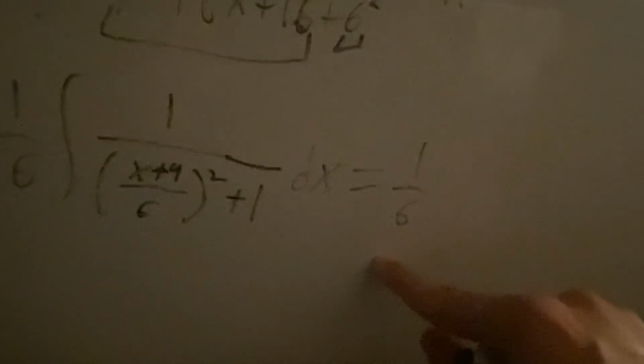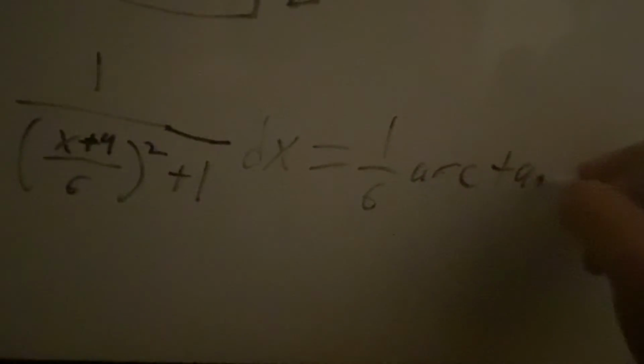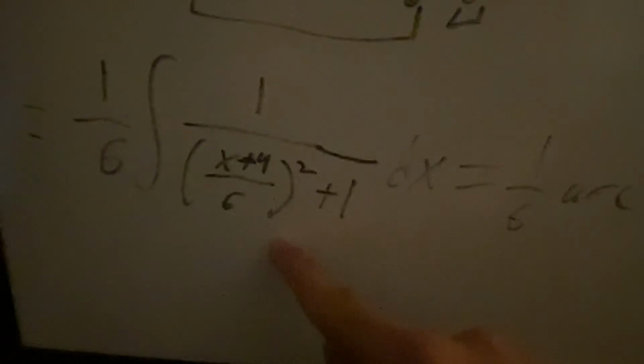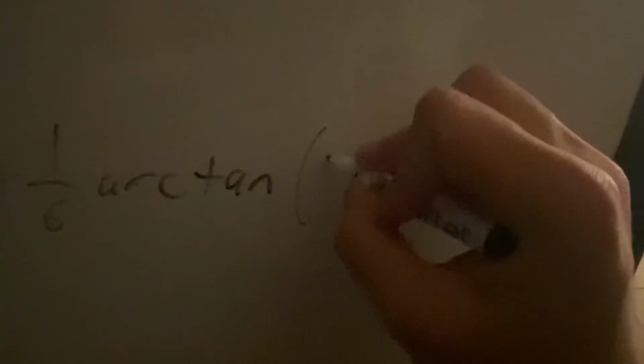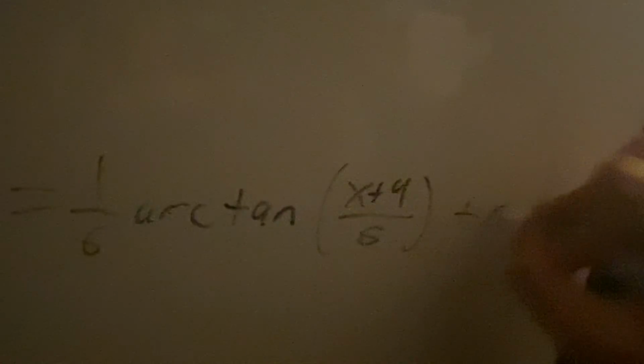Okay, so we take the 1/6, we put it here, and the integral of this is simply going to be arctan of whatever is on the bottom. So we get arctan of x plus 4 over 6. Don't forget to add the plus c. And we're done.